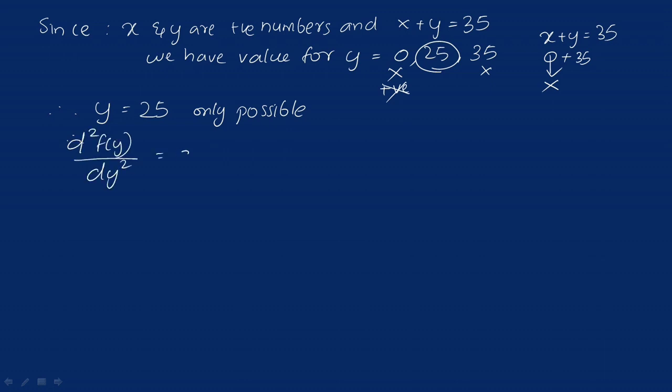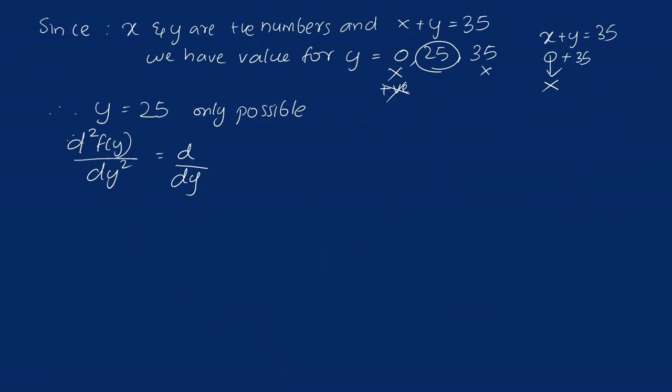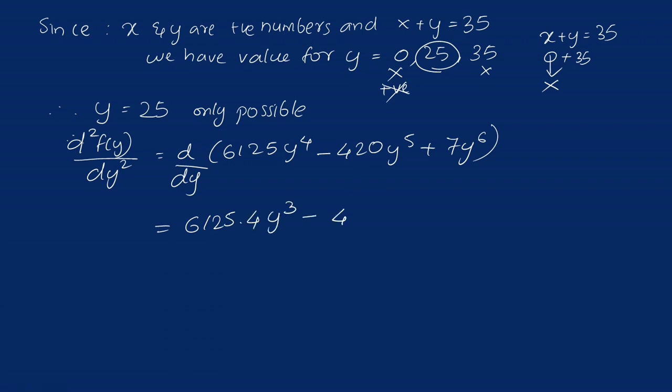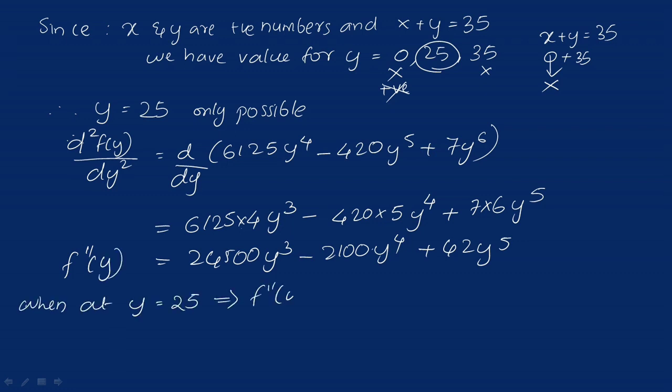So what is d square f of y by dy square? That is d by dy of f dash of y, where we take 6125 y raised to 4 minus 420 y raised to 5 plus 7 y raised to 6. d by dy of 6125 y raised to 4 is 6125 into 4 y cube, minus 420 into 5 y raised to 4, plus d by dy of 7 y raised to 6, that is 7 into 6 y raised to 5. So 6125 into 4 is 24,500 y cube, minus 420 into 5, that is 2,100 y raised to 4, plus 7 into 6, that is 42 y raised to 5.